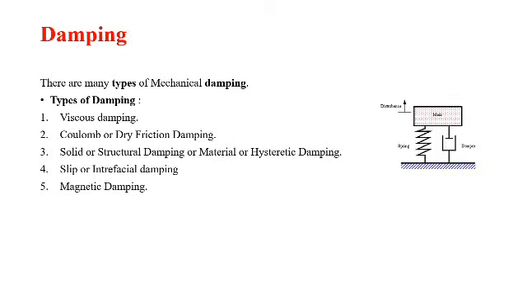Now, there are many types of mechanical damping or mechanical dampers, and these are viscous damping, Coulomb's damping, which is also called dry friction damping, solid damping or structural damping, which is also called material or hysteresis damping. Fourth is slip or interfacial damping. Fifth is magnetic damping. That is not mechanical, but it is one of the types of damping. Now these five types of damping we are going to study one by one.